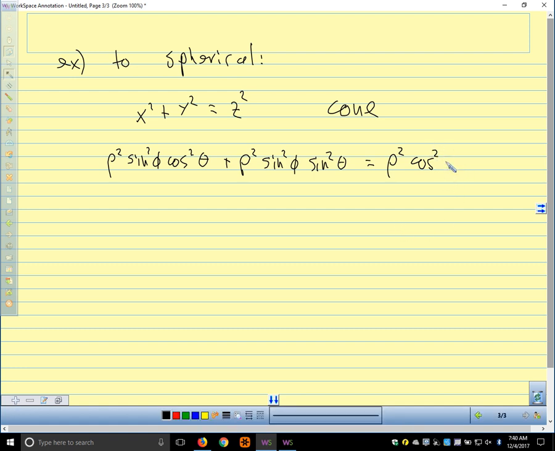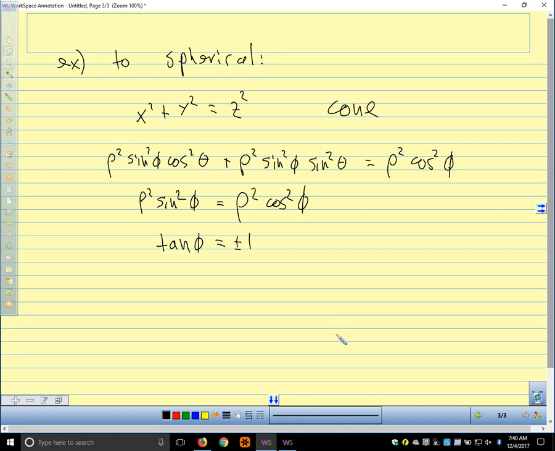Oh, sorry, this should be phi. Thank you, Sam. We can factor a rho squared sine squared phi. And we get cosine squared plus sine squared, which is just 1, equals rho squared cosine squared phi. I can divide by rho squared cosine squared phi. And I get that tangent phi equals plus or minus 1.